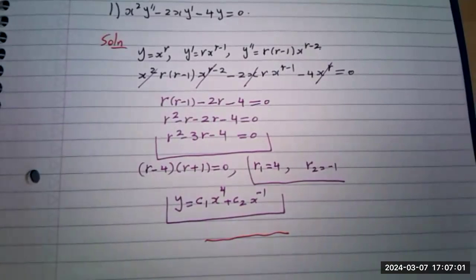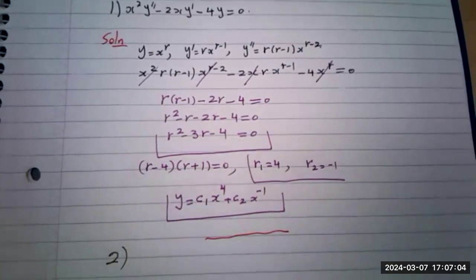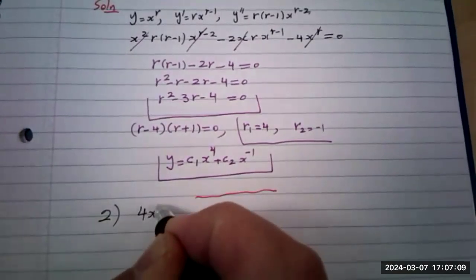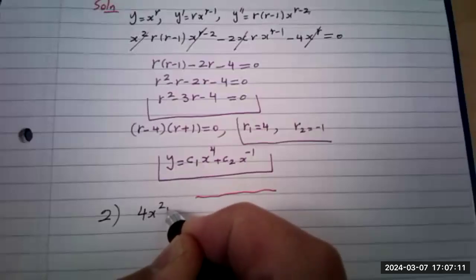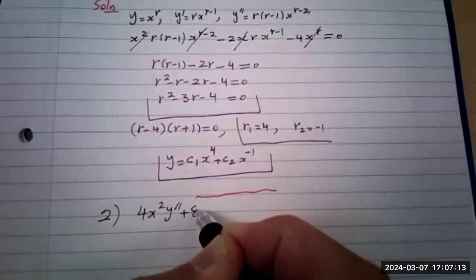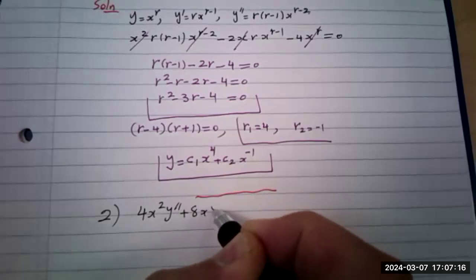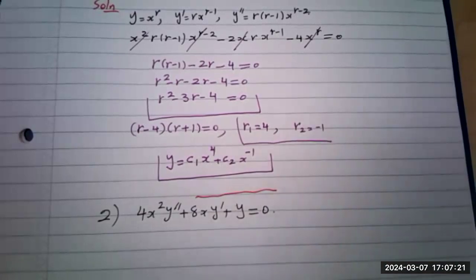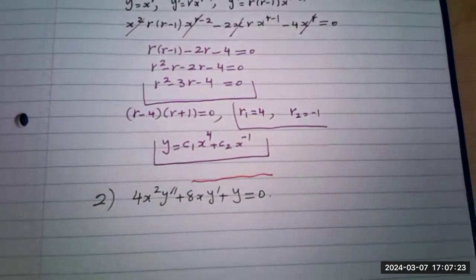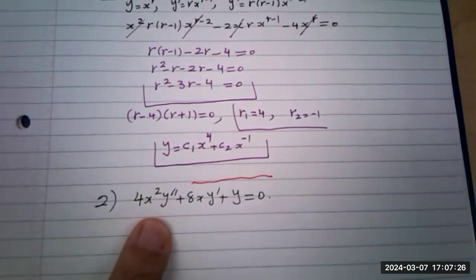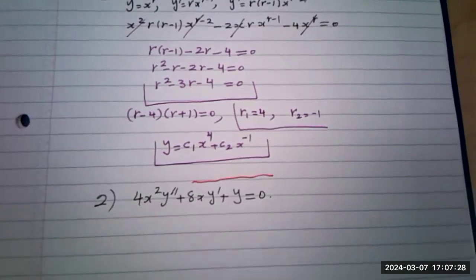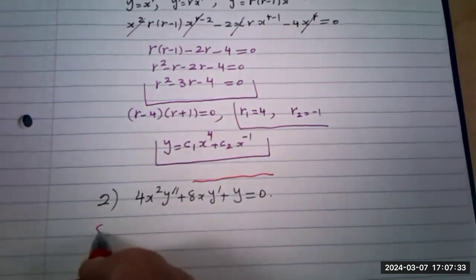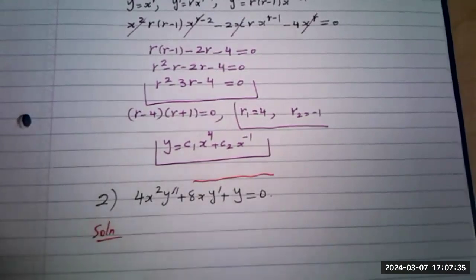Let's get to type 2. Type 2 is this one: 4x squared y double prime plus 8x y prime plus y equal to 0. Again, it's an Euler equation: x squared y double prime, x y prime, and the constant. Go for it. Substitute, get the characteristic equation, like this one.